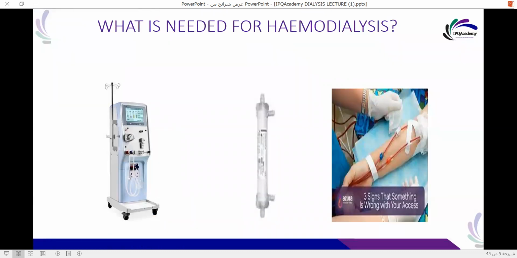What is needed for hemodialysis? First of all, I need a filter to filter the blood from all of this waste. Second, I need vascular accesses from the patient to the filter and vice versa. Also, I need a pump to push the blood from and to the patient, as well as fluid. This fluid passes through the filter to allow the exchange process between the blood and the fluid, filtering the blood from all waste inside it.